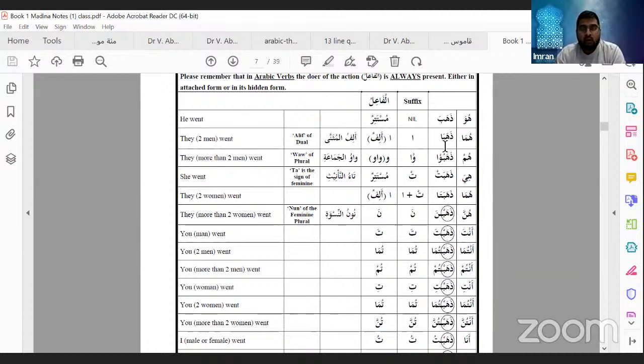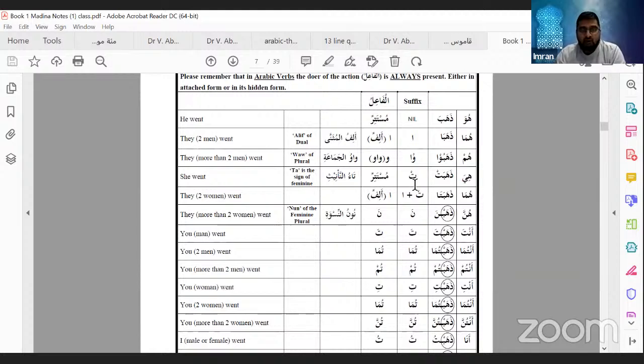It's hidden. When we go to huma dhahaba, the suffix is the alif. Alif is the sign of dual. And in hum dhahabu, which means they, the alif and the waw, and the previous letter having a dhamma is the sign of plural masculine. Hiya dhahabat, she went. The ta is the sign of feminine. This is a suffix.